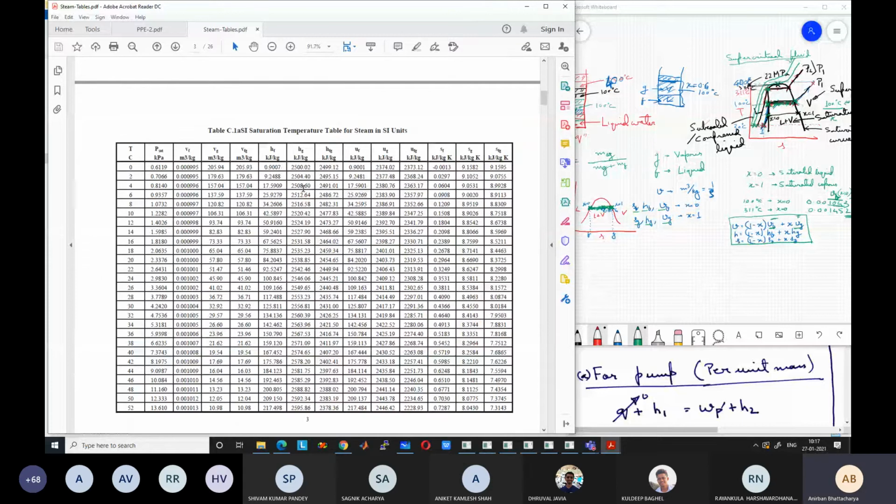Vf is given. Vf is the specific volume of the saturated liquid. And Vg is given. Vg is the specific volume of the saturated vapor. And another value is given, Vfg. Vfg is nothing but the difference between Vg and Vf, Vg minus Vf.